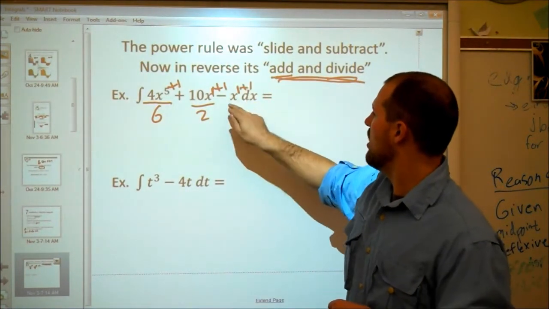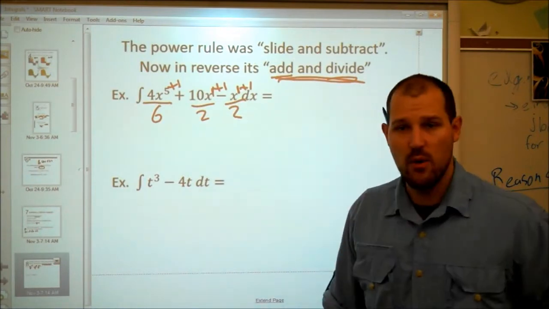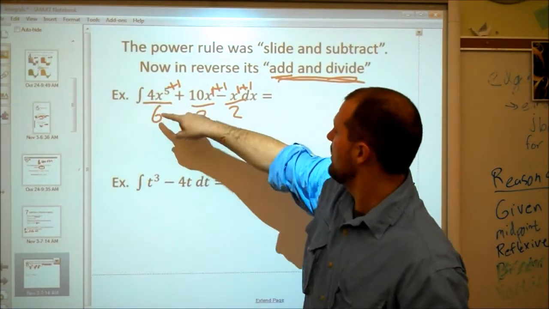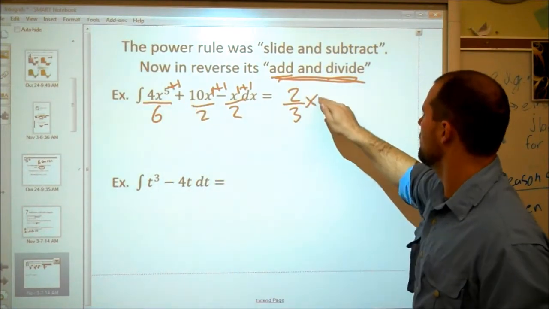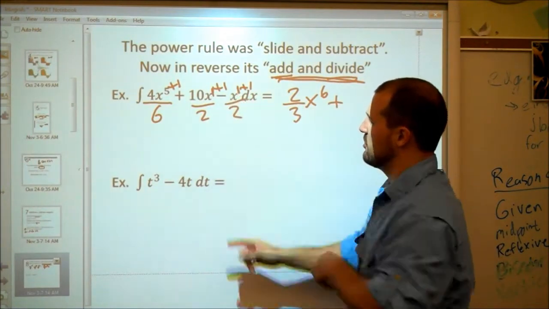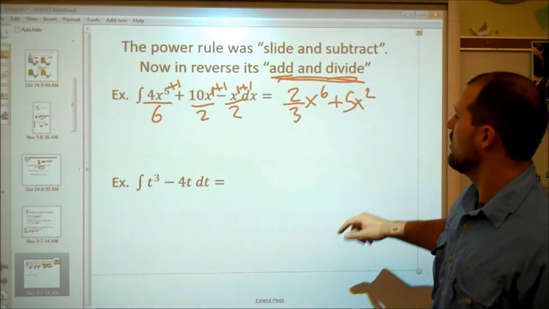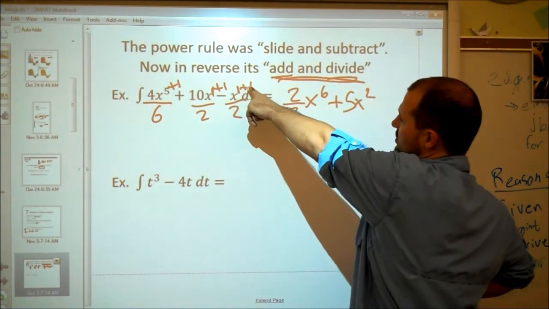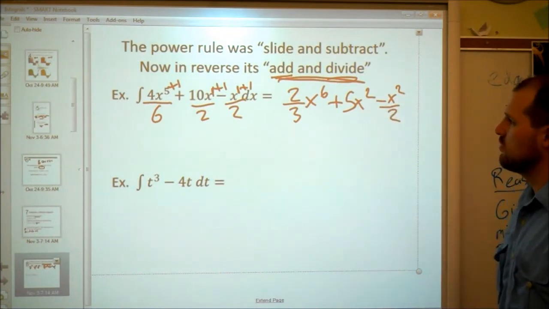So add 1, and we're dividing by 2 because 1 plus 1 is 2. Now let's write out what we have. So we have 4/6, that's like 2/3, x to the 6th power, plus 10x squared over 2. Well, 10 over 2 is 5, so 5x squared. And then we have x squared over 2, so minus x squared over 2.